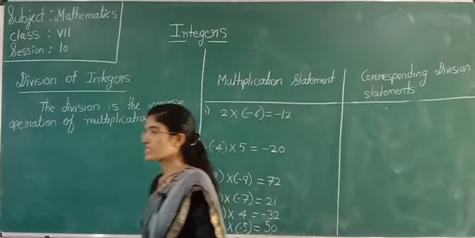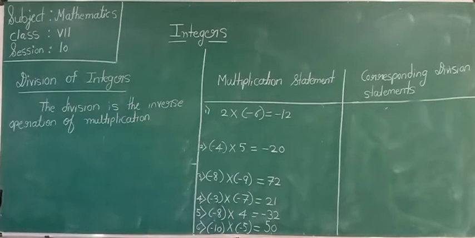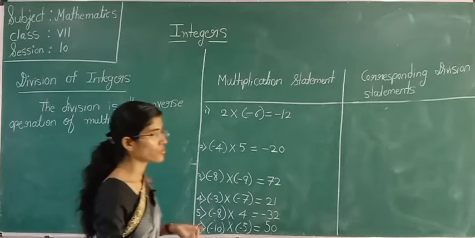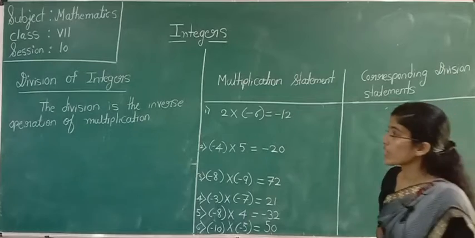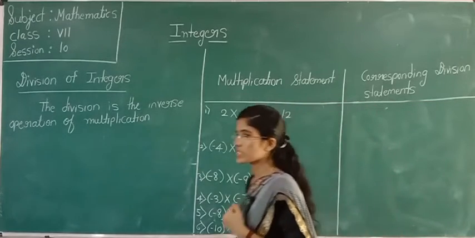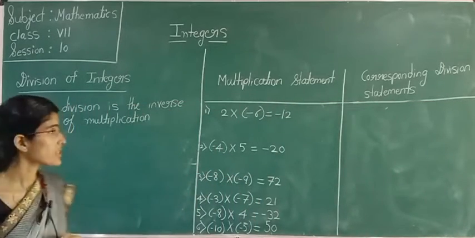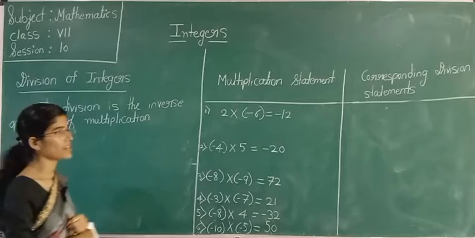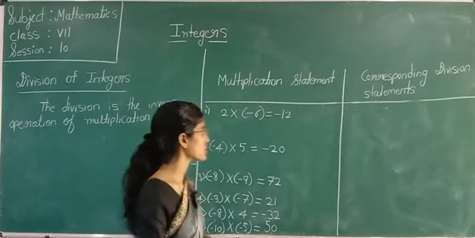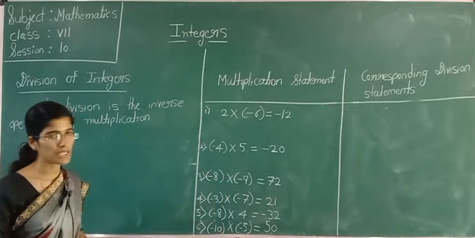In last classes we saw what is addition of integers, how to do that, subtraction of integers, multiplication of integers. In today's class we are going to see what is division of integers. See here, division is the inverse operation of multiplication. Yes or no? We knew that division is the inverse operation of multiplication.